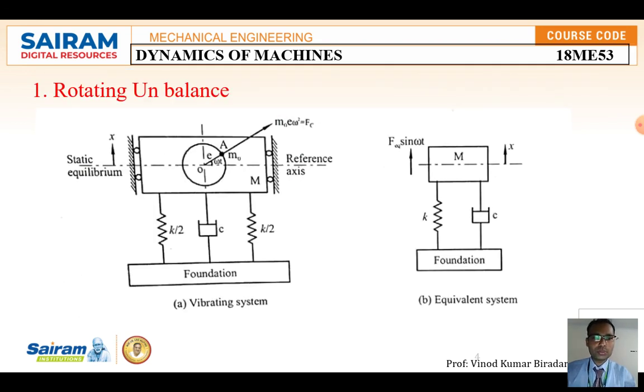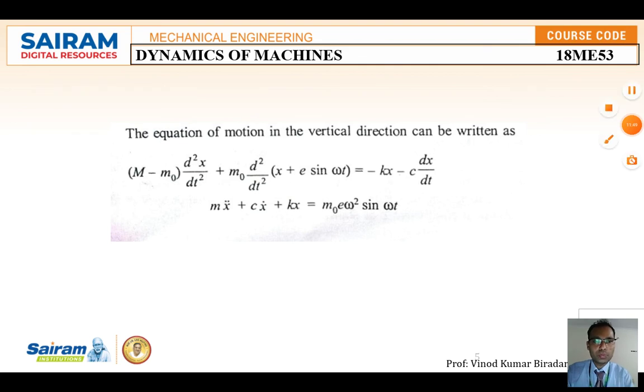Let me briefly summarize. Rotating unbalance and reciprocating unbalance arise because the rotating axis does not coincide with the axis of the shaft. Because of that there is a chance of rotating unbalance, and reciprocating is the same. Both are the same: in one there is a rotating part, and in the other there is to and fro motion.